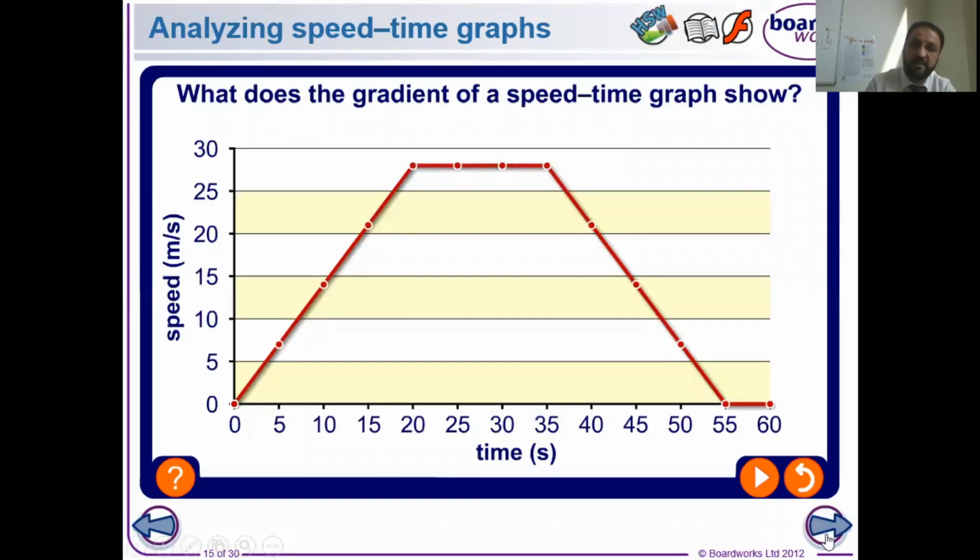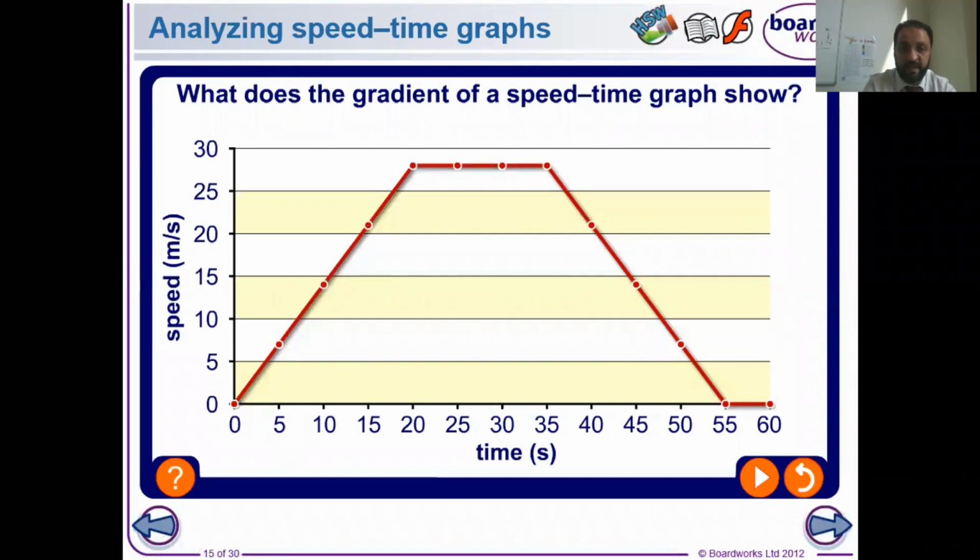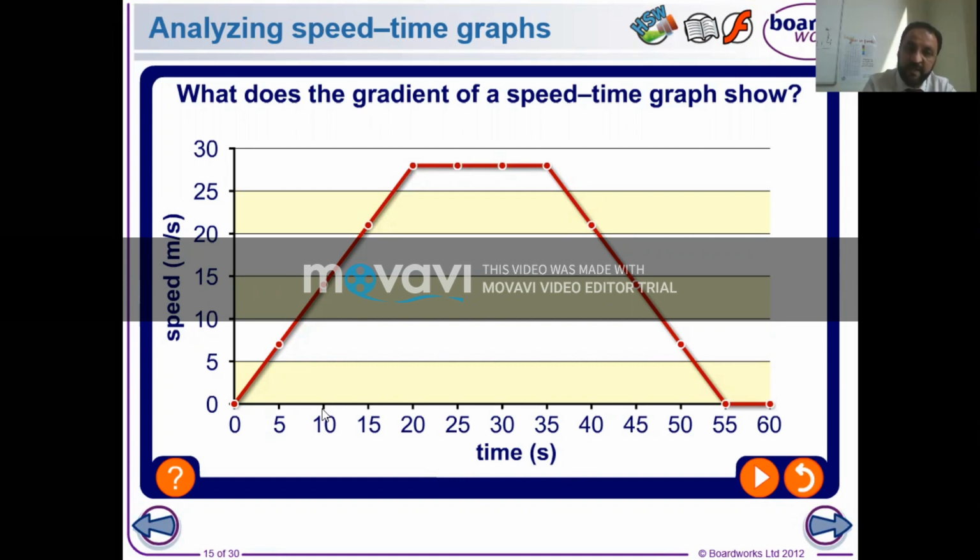Let's see now, what does the gradient of the speed time graph show? Now, this is a graph. Remember that just like distance time graph, here again, speed time graph. This is speed time graph. You can see on the vertical y-axis, this is speed. On x-axis, this is time. So speed time graph gives us acceleration. So when we find the gradient of speed time graph, it gives us the acceleration.